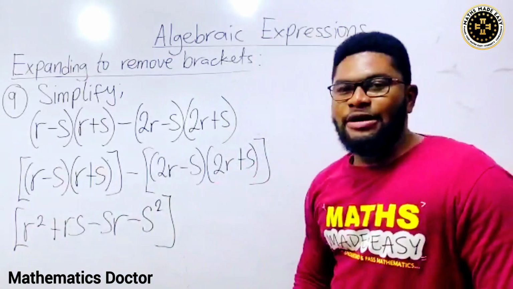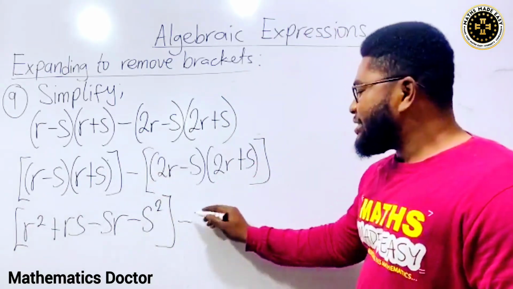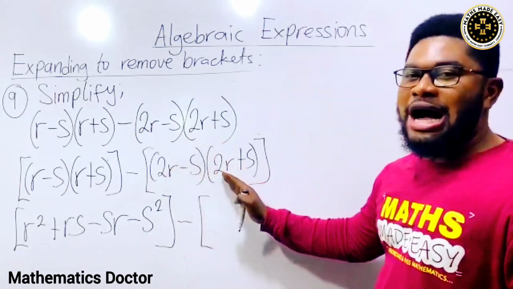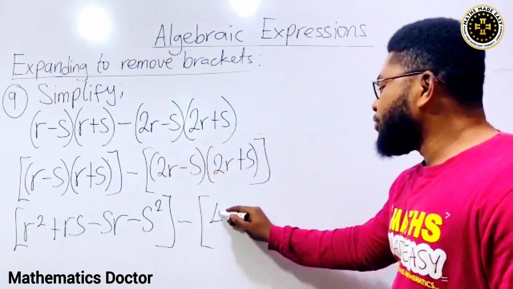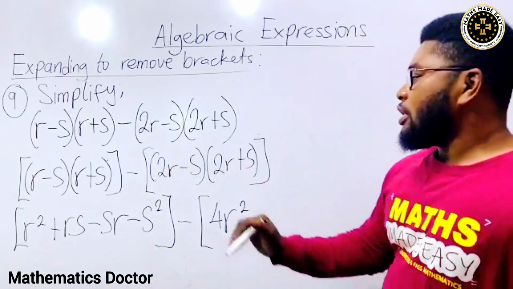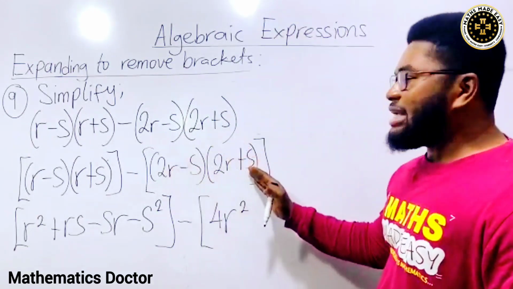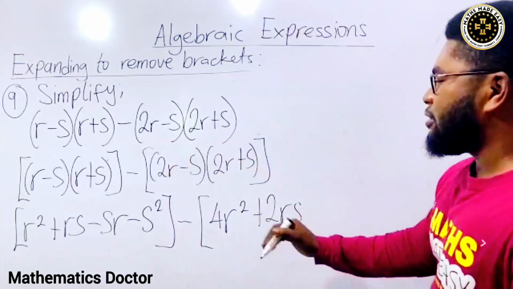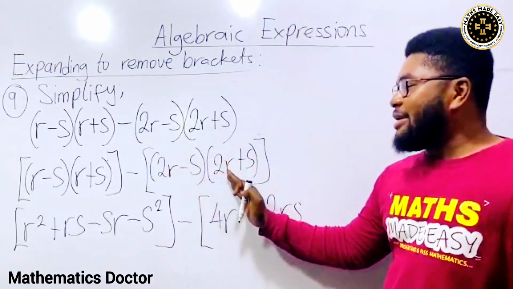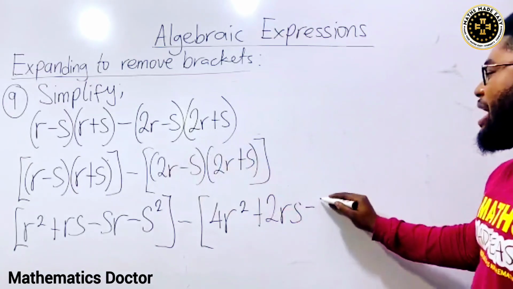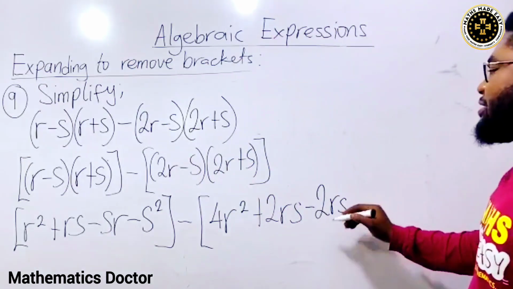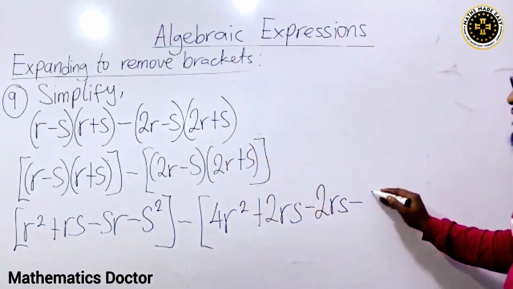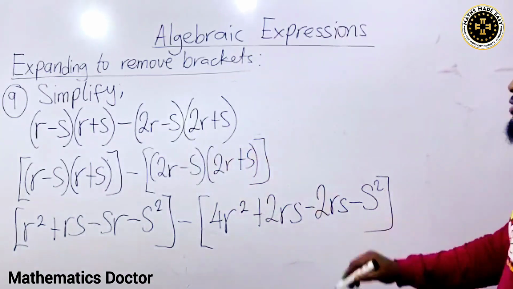Still in the first expansion. Then let's look at the second expansion. 2r times 2r, giving me 4r squared. Then 2r times s, giving me positive 2rs. I have minus s times 2r, giving me minus 2rs. Then finally, minus s times s, giving me minus s squared in this bracket.